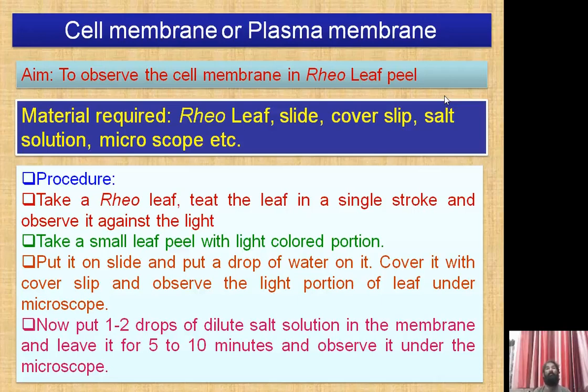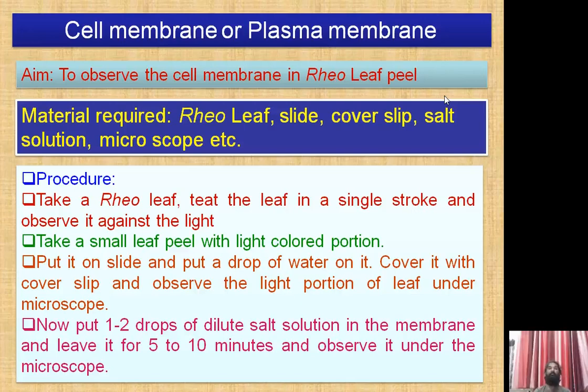Whenever we study any activity or any lab activity, we have some steps that we should follow. Whenever we do any activity in our laboratory, we have to follow the experimental steps. The steps of the experiment are: aim, material required, procedure, observation, results, and precautions. These are the steps of all experiments, so whenever you conduct any kind of experiment in the laboratory, you should follow these steps.